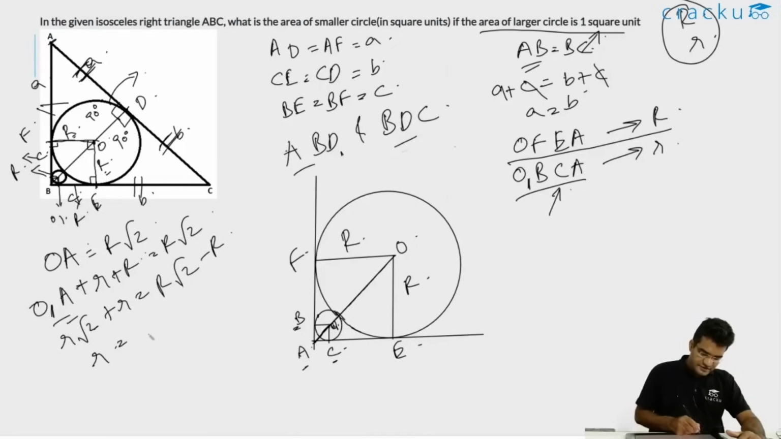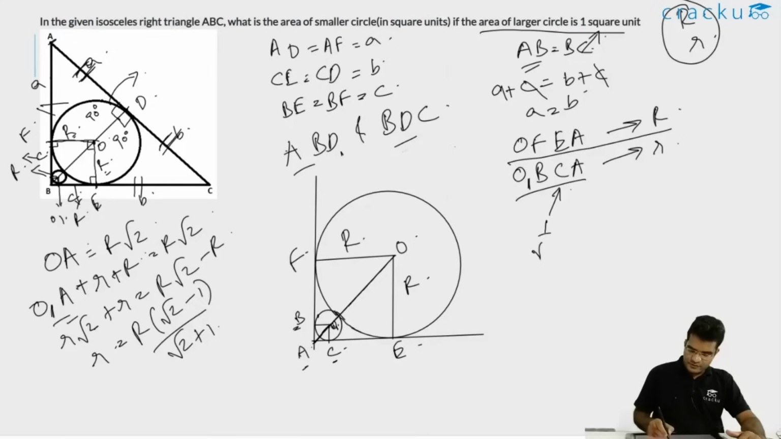Or small r is equal to capital R into root 2 minus 1 by root 2 plus 1. Root 2 minus 1 by root 2 plus 1, or 1 by root 2 plus 1, you can easily simplify this as equal to root 2 minus 1. If you multiply the numerator and denominator with root 2 minus 1, the denominator will become root 2 whole square, that is 2, minus 1 whole square, that is 1. So 1 by root 2 plus 1 is actually equal to root 2 minus 1. So this will equal R into root 2 minus 1 whole square.